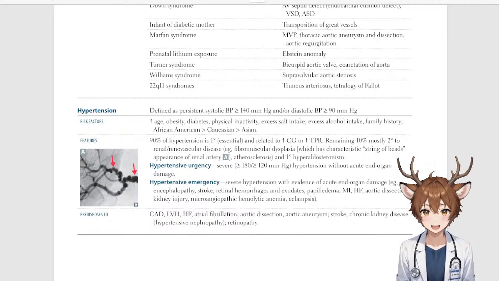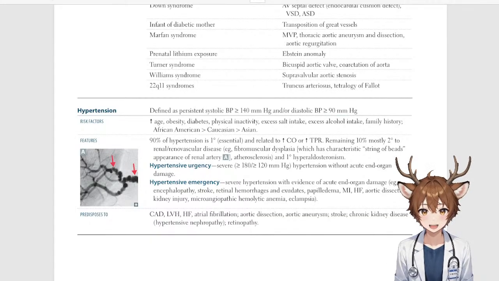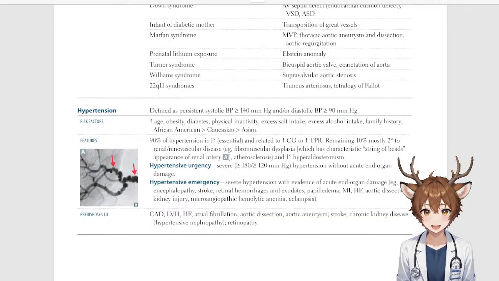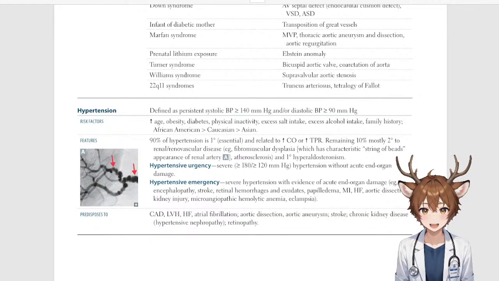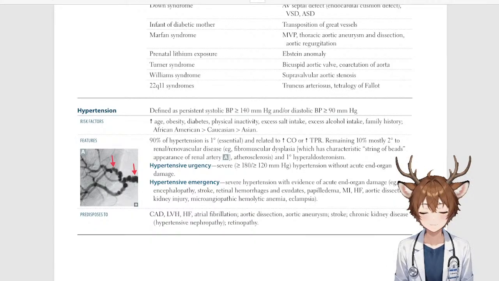Preductal O2 saturation is often greater than the postductal. Newborn presents with signs of respiratory distress, for example, tachypnea, and often differential cyanosis. Equal pulses, there's no delay.